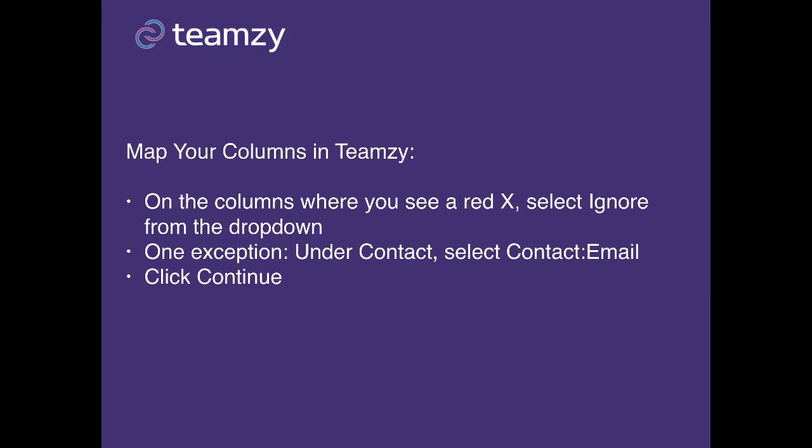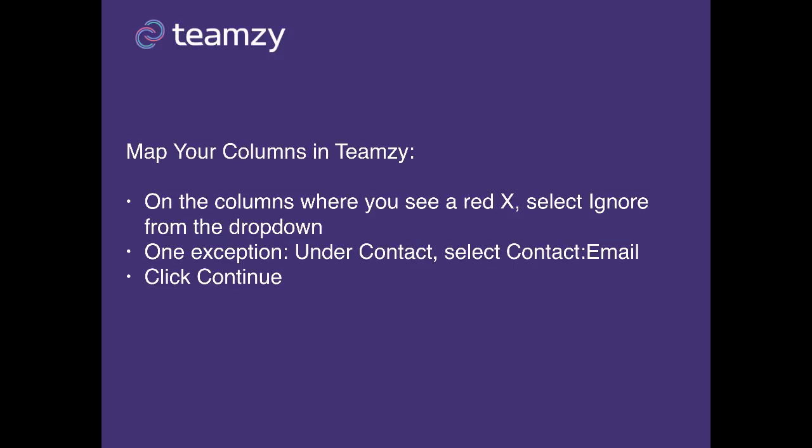Okay, great. Next page. So now the next page is going to ask you to map your columns in Teamzy. Basically what this means is that you've got data on this sheet Teamzy doesn't recognize. It's not data that Teamzy uses. It's Advocare back office stuff. So on all the columns where you see a red X, I want you to select ignore from the dropdown. Just select ignore. Okay? Teamzy's just going to basically bring in their names and contact info.